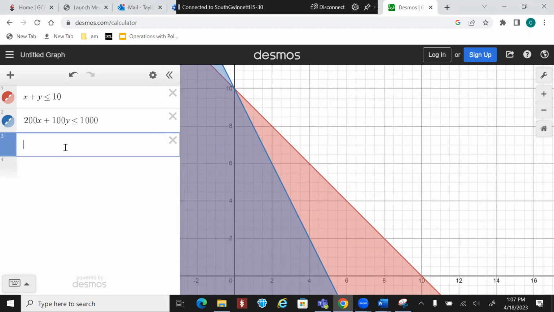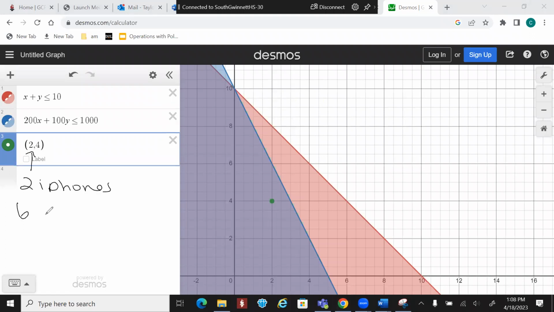So for instance, 2, 4. What does that point represent? How many iPhones and how many Androids? So 2 iPhones and 4 Androids. Does that make sense? That was very similar to the question about the wagon. Do you remember that question? Very similar to that question.